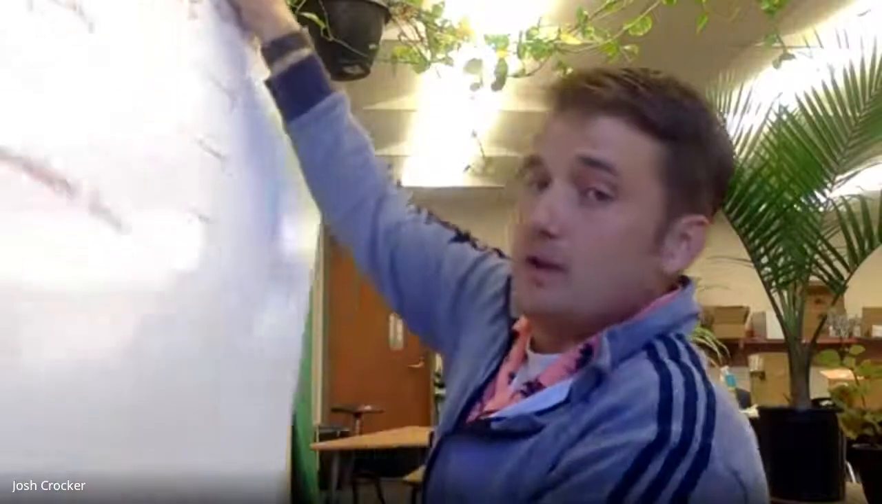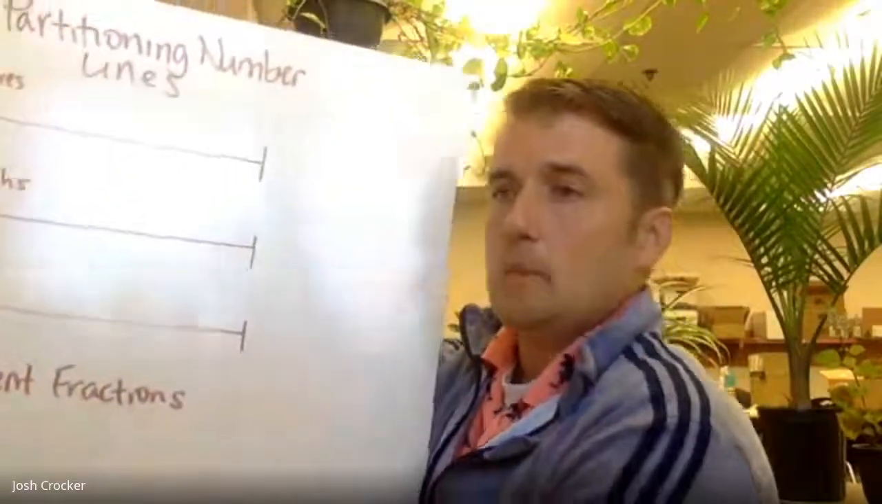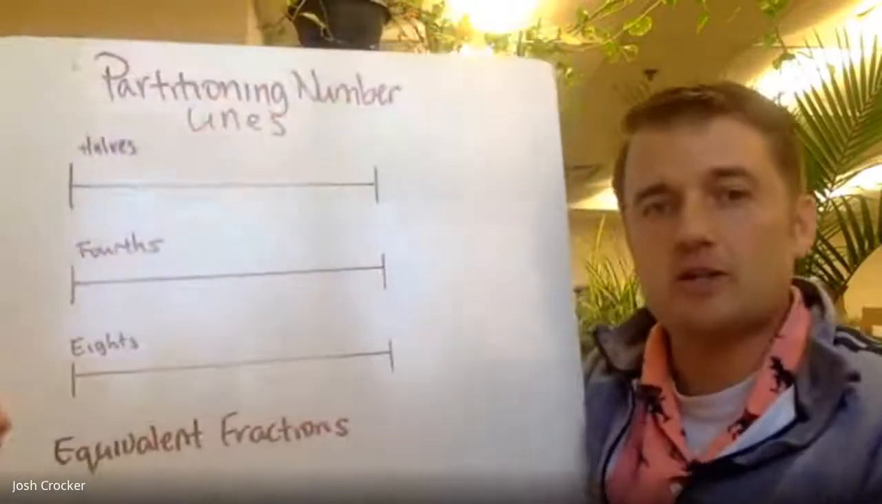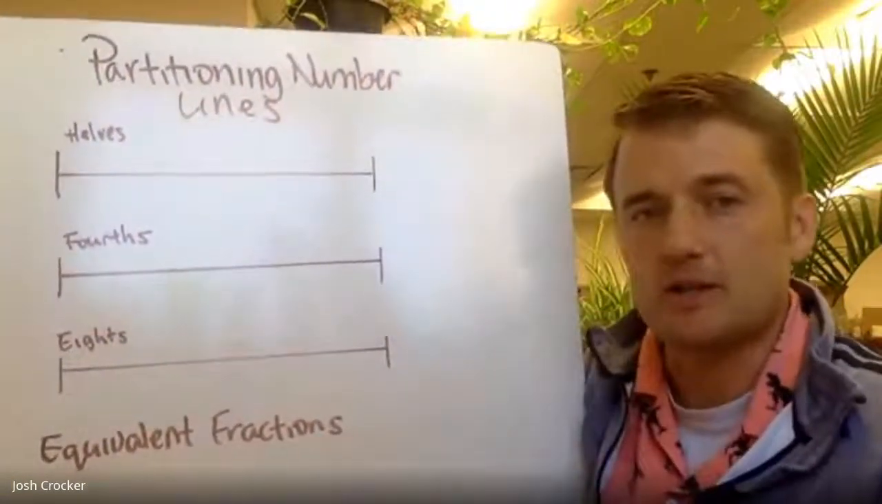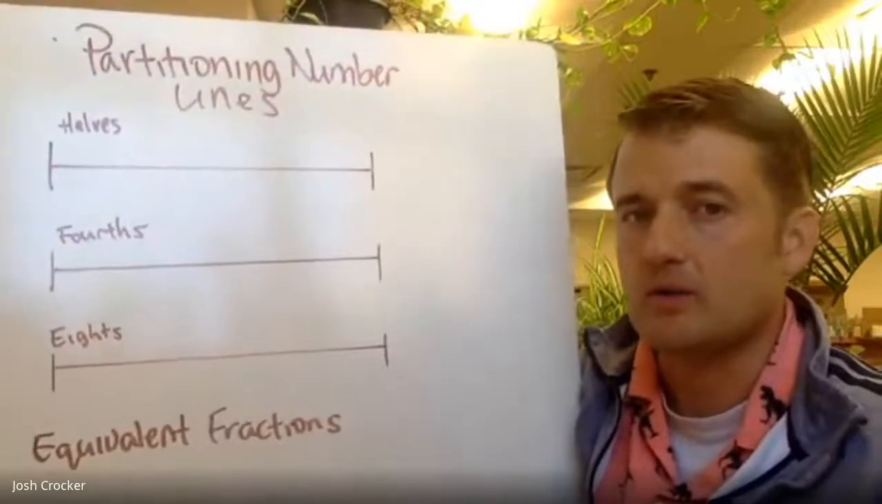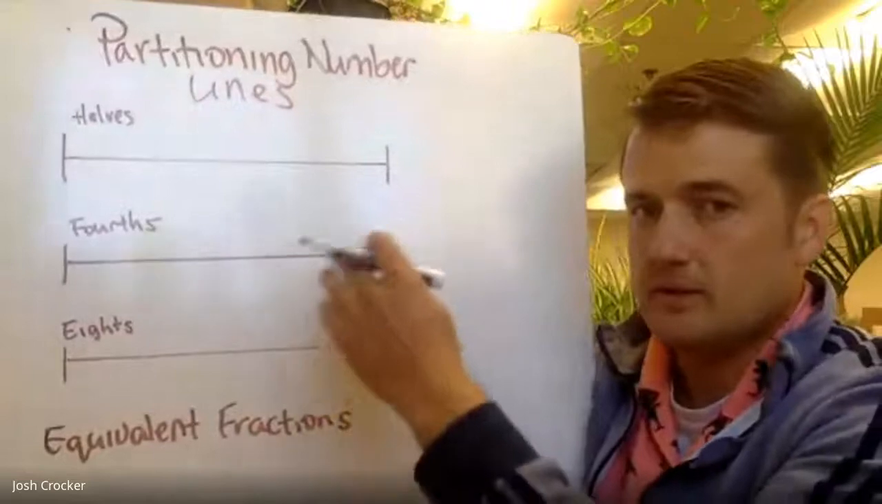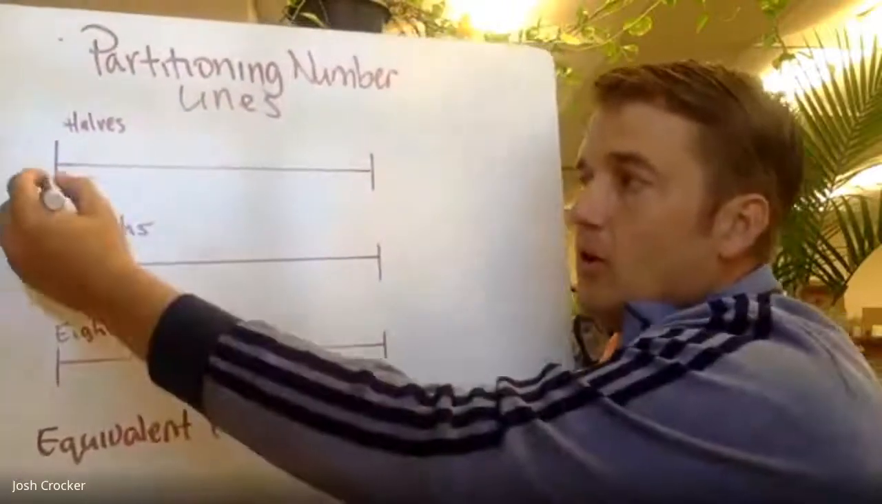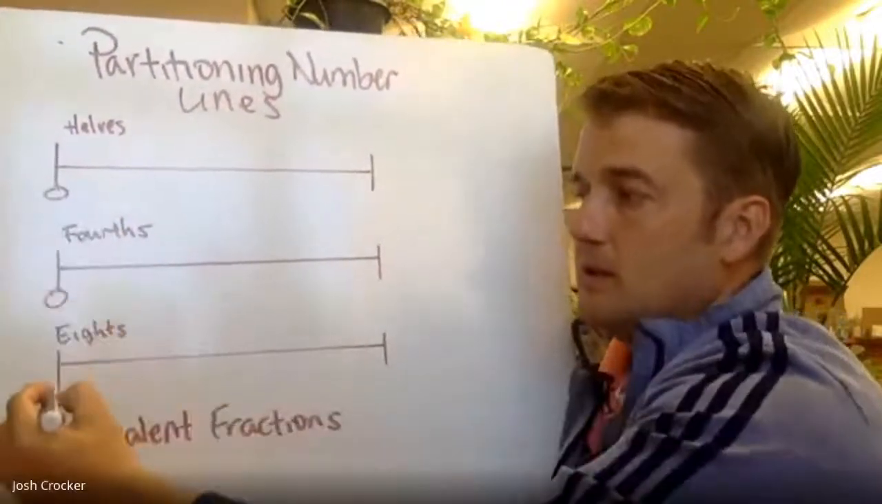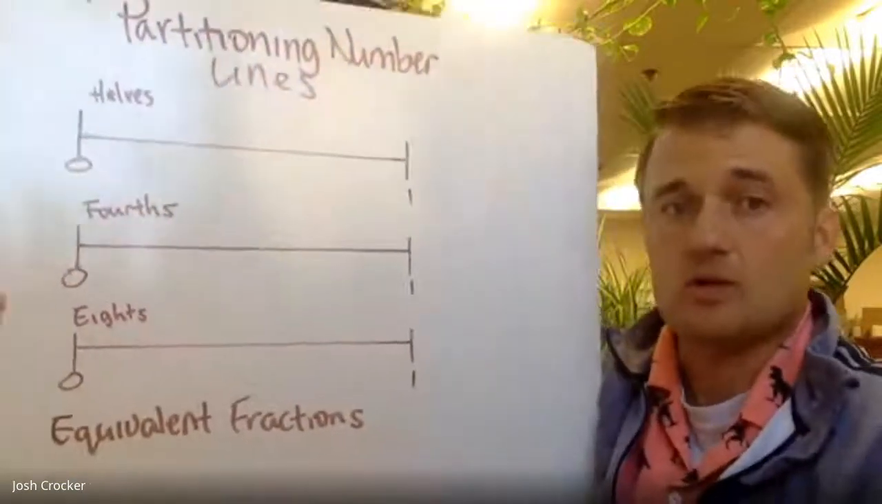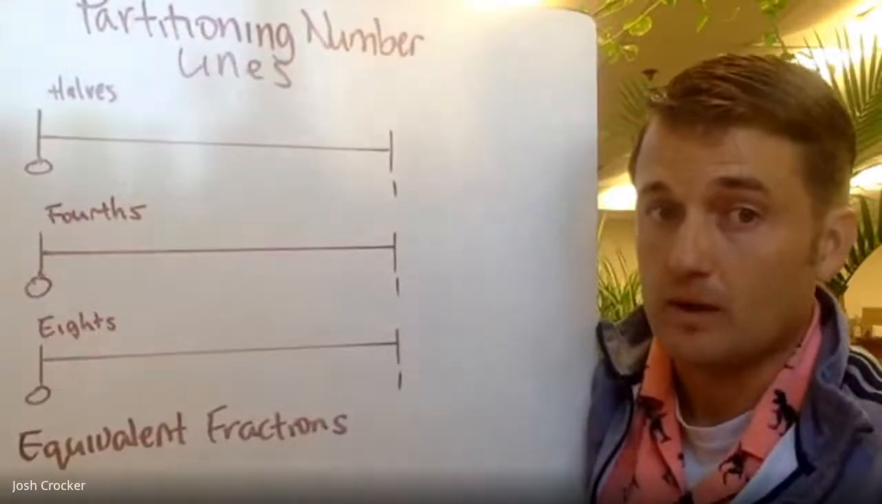So today we're going to do some more partitioning of number lines, okay? We're going to do that to show the value of fractions, the value of a fraction in relation to 0 or 1, but also equivalent fractions. So I've got three number lines here, same start and stop. Let's just imagine that they go from 0 to 1, okay? So we're just doing the fractions between 0 and 1.